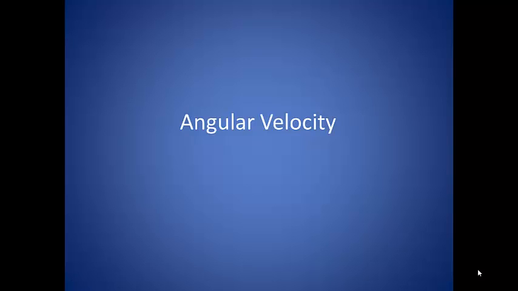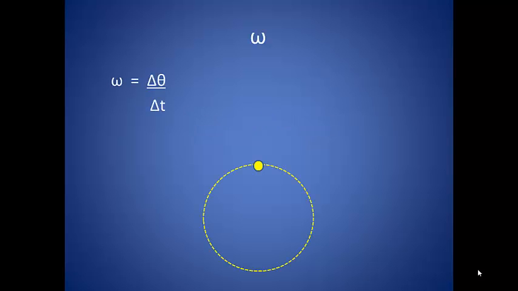Angular velocity describes how fast something is rotating. Angular velocity is designated with the Greek letter omega and expressed as a change in the angle of rotation over time. So we are talking about how fast the angle changes. This is expressed in radians per second.